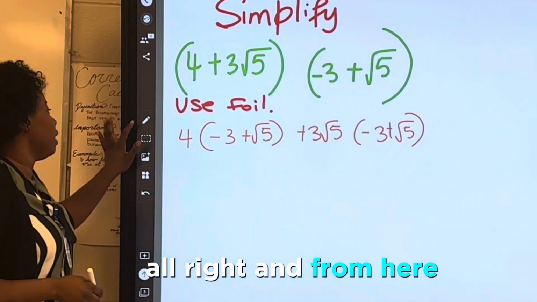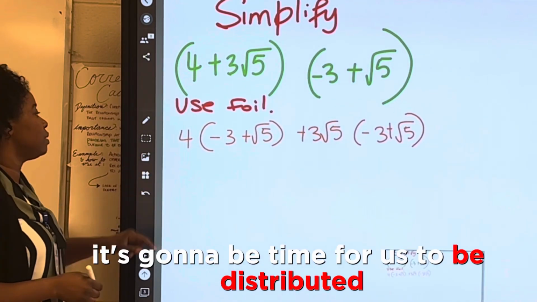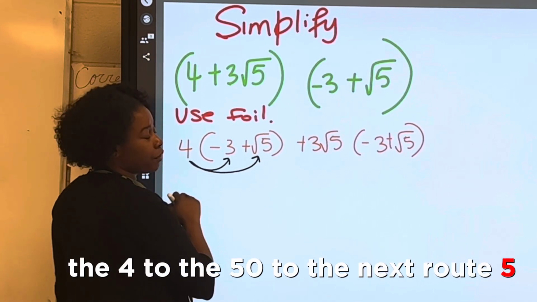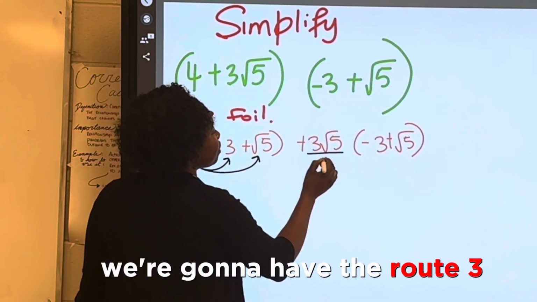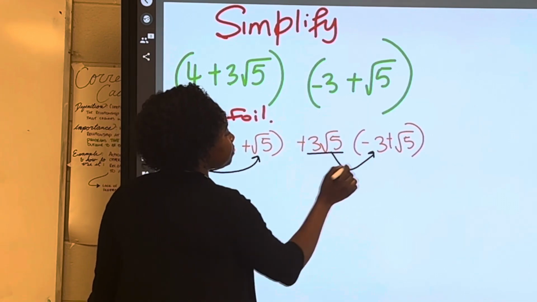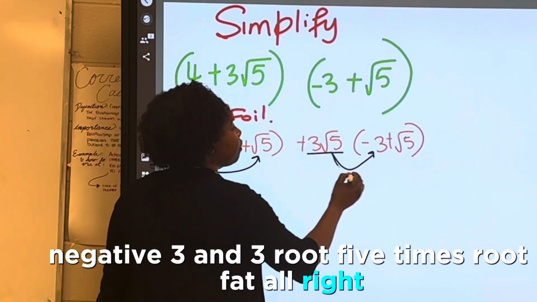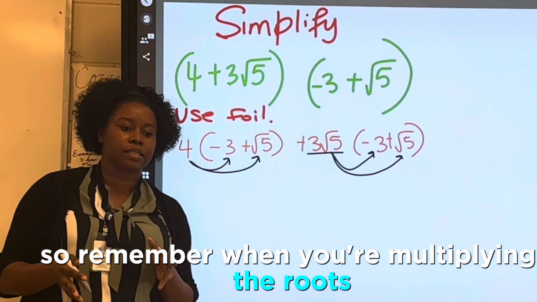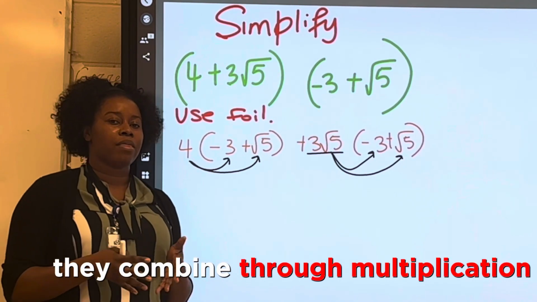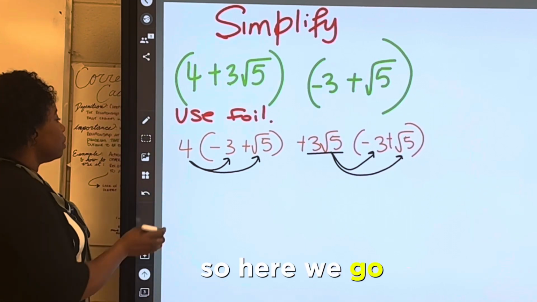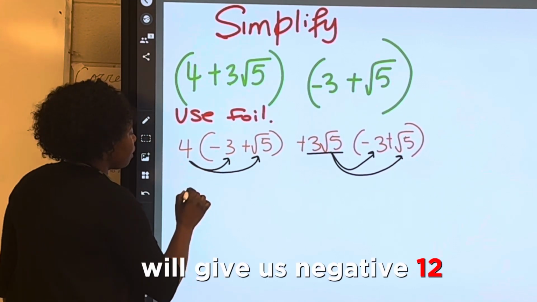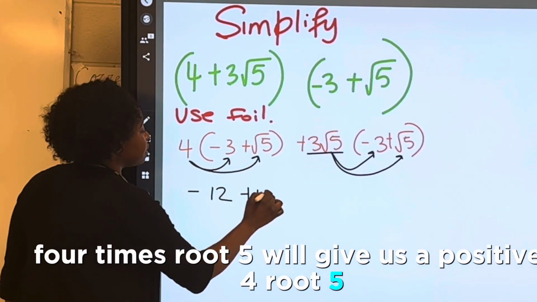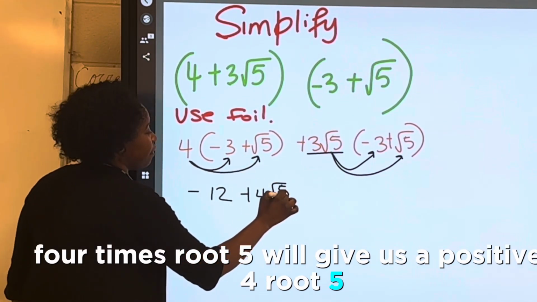Alright? And from here, it's going to be time for us to distribute. So we distribute the 4 to the first term, the 4 to the root 5. We're going to have the root 3 root 5 times negative 3 and 3 root 5 times root 5. Alright? So remember, when you're multiplying the roots and a number by itself, they combine through multiplication. So here we go. So 4 times negative 3 will give us negative 12. 4 times root 5 will give us a positive 4 root 5.